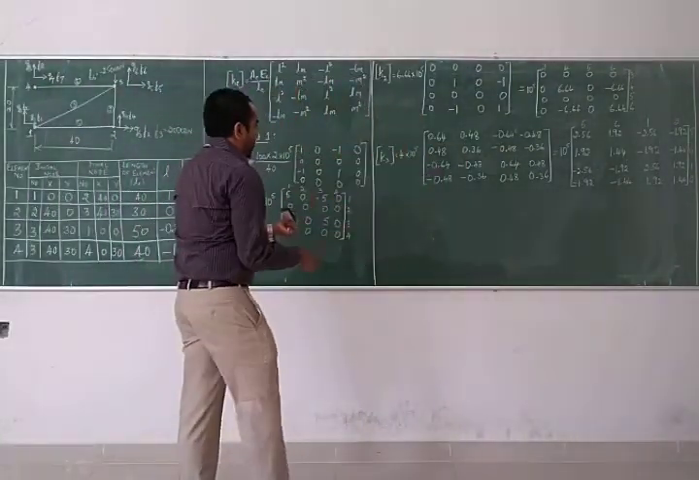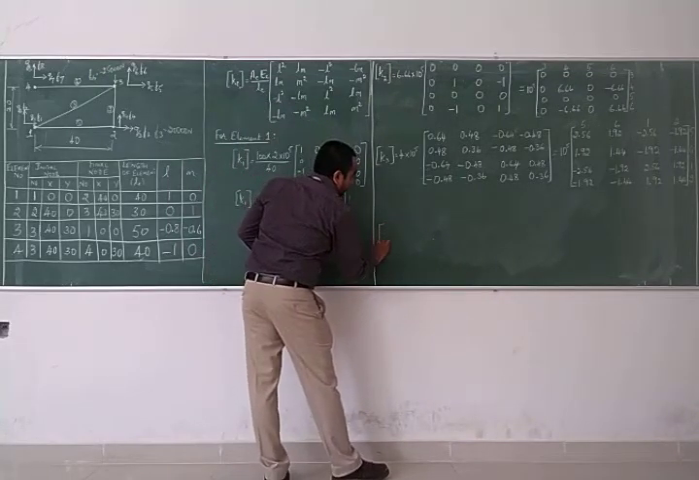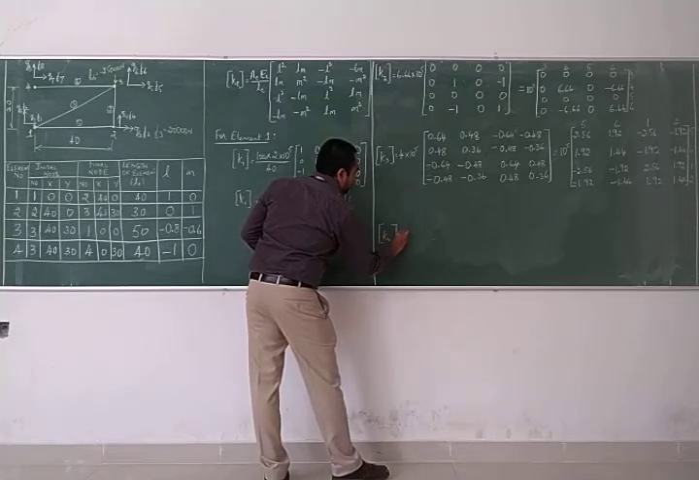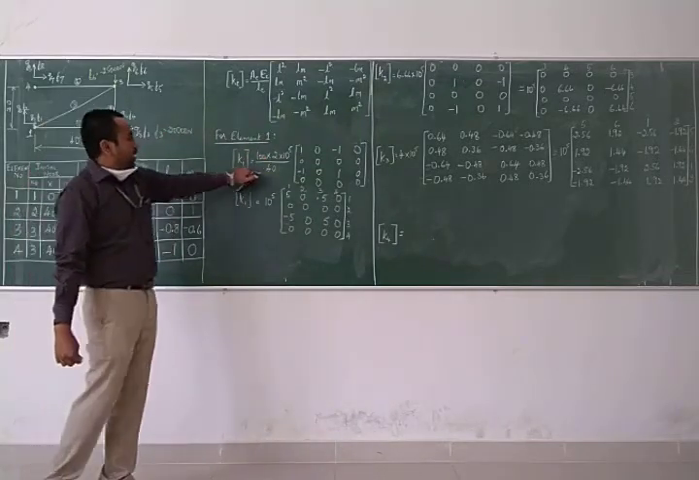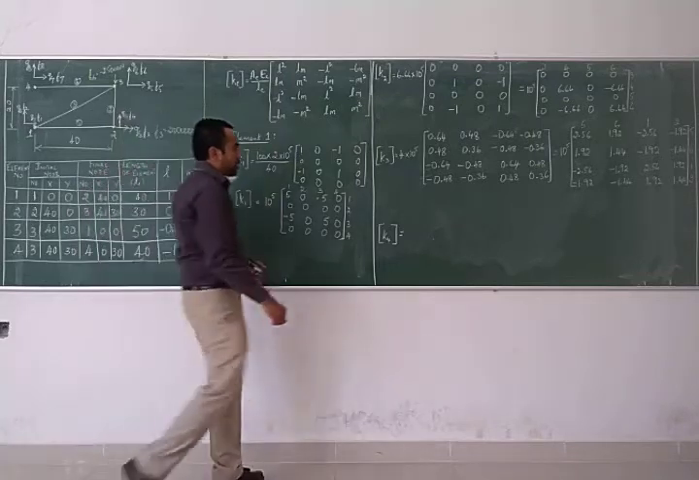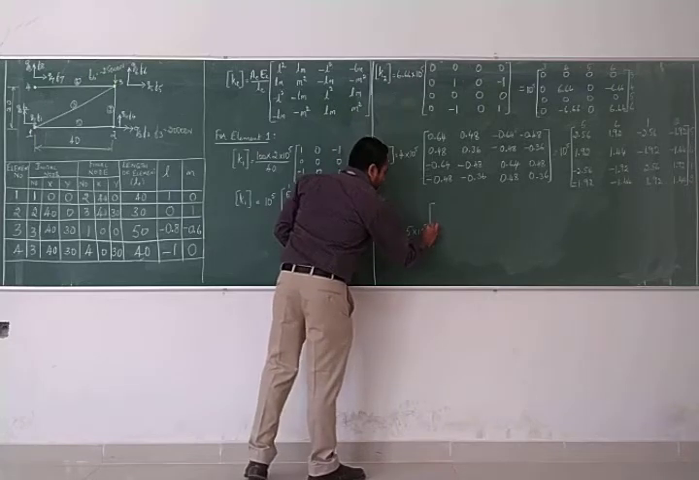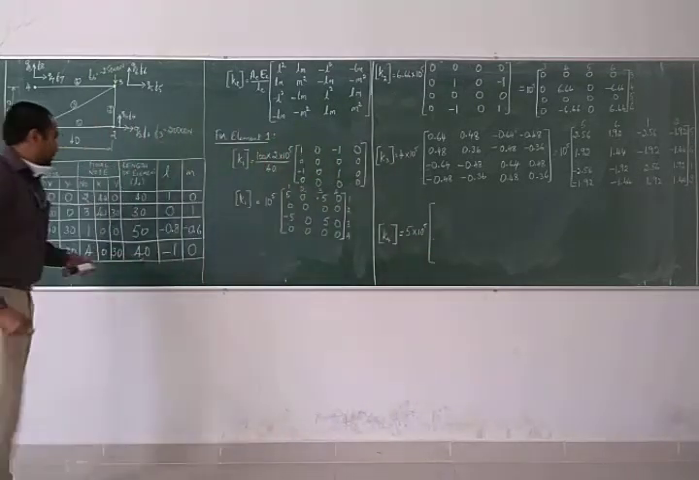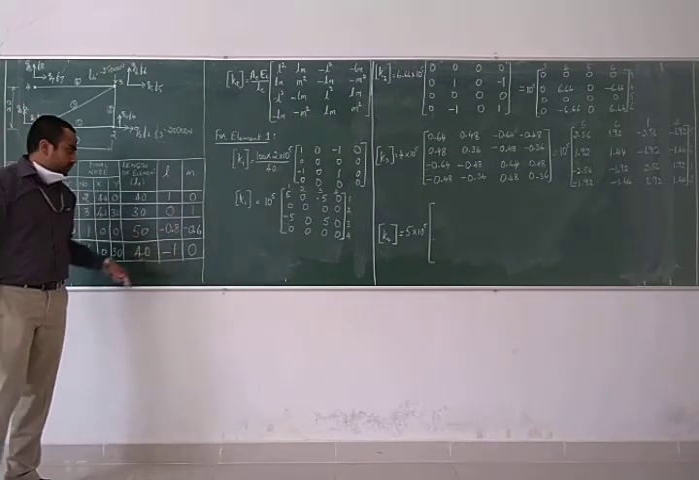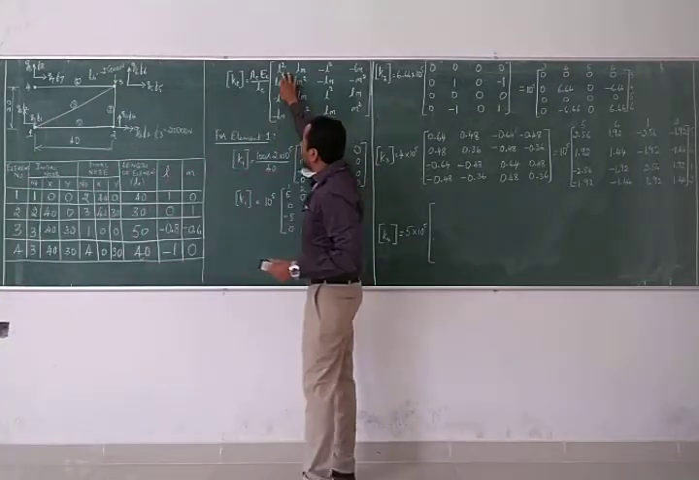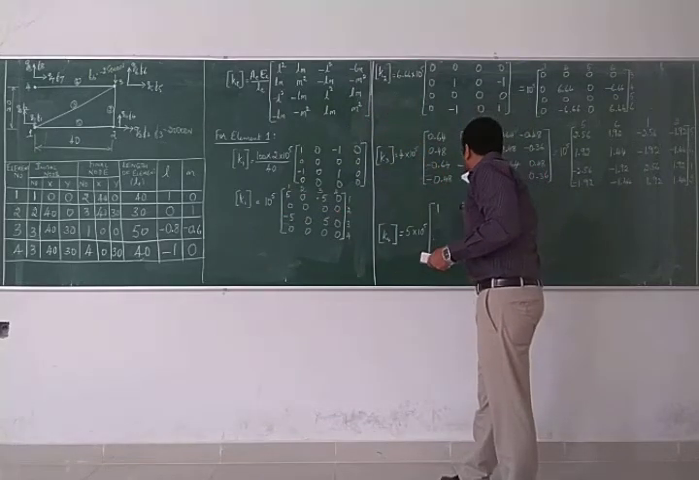Now we'll calculate the elemental stiffness matrix for element 4. K4 is equal to 100 into 2 into 10 to the power of 5 divided by 40, which will again give me 5 into 10 to the power of 5. Now the matrix. l value is minus 1, m value is 0. So l square for element 4 is minus 1 squared, 1. lm is 0.